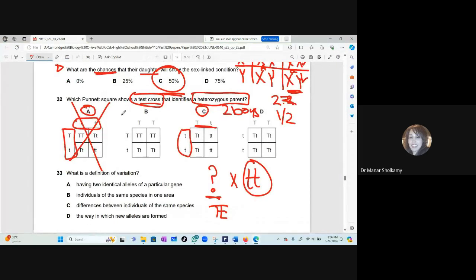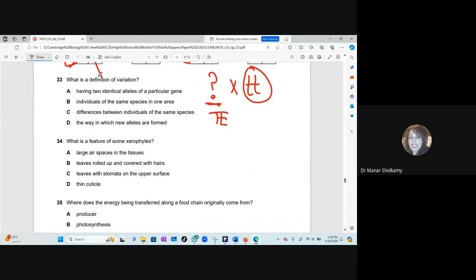Yes. Okay, 33. What is the definition of variation? Now, this is very easy. Check it out. What is variation? Having 2 identical alleles or individuals of the same species in one area, or differences between individuals of the same species, or the way in which new alleles are formed. C. Of course, it's C.